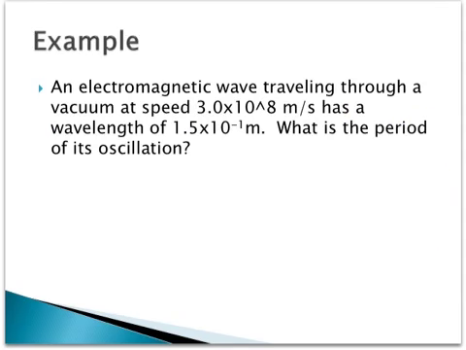So why don't we do an example? Here's an example. We have an electromagnetic wave traveling through a vacuum at a speed of 3 times 10 to the 8th meters per second. Remember, these waves all travel with the speed of light. It has a wavelength of 1.5 times 10 to the negative first meters. Now I want to know what is the period of this oscillation.